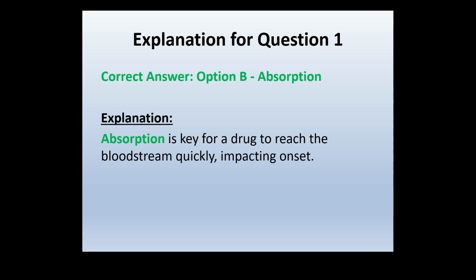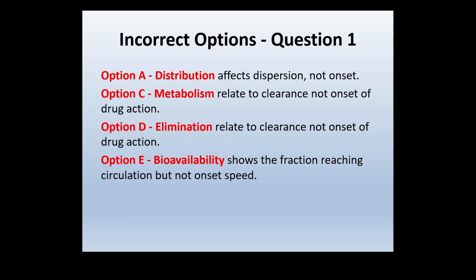Let's briefly look at the incorrect options. Distribution, which is option A, influences how a drug is dispersed throughout the body but doesn't impact how quickly it enters the system initially. Option C, metabolism, and option D, elimination, are more relevant to drug clearance than onset. Bioavailability, which is option E, measures the fraction of the drug reaching systemic circulation but does not directly impact how quickly the drug action begins. A common phrasing trick in pharmacokinetics questions involves using the term onset, so remember to connect this word specifically with absorption. We now move on to the next question.